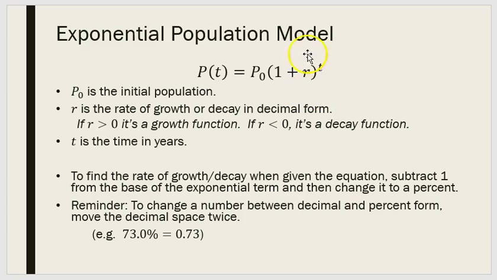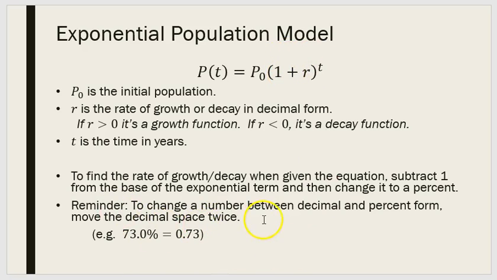If you are given the population model with all the numbers filled in, and then you are asked to find the rate of growth or decay, that would be the R value, what you'll want to do is subtract 1 from the base of the exponent. So if you see something like 1.3 to a power, then subtract 1 from that, and then change that number to a percent by moving the decimal space twice.